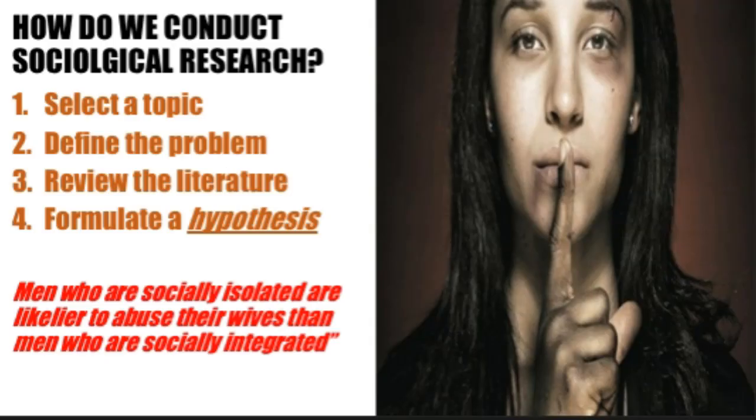So how do sociologists actually conduct their research? Well, there are four specific categories, four specific things they need to hit in order to do this. All right, the first is they need to have a topic. So they need to choose a topic that they're interested in. And in this case, we're talking about spouse abuse today. So the topic would be spouse abuse.